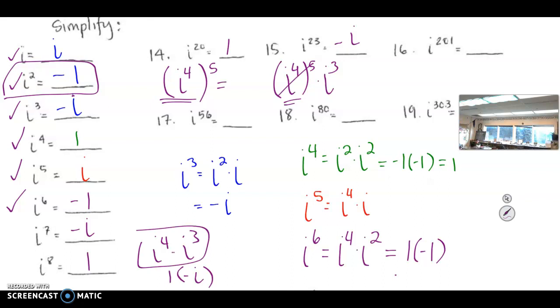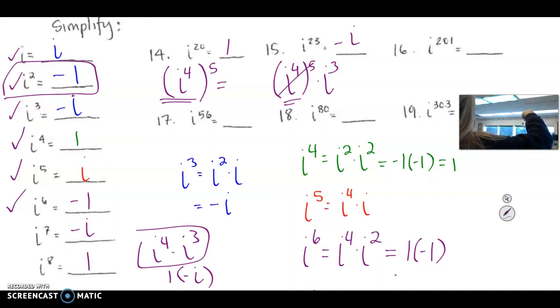How did you get that? I divided by 4 with the remainder. So when there's a remainder of 1, it's 1 i. 201 is not divisible by 4, right? But 200 is divisible by 4?